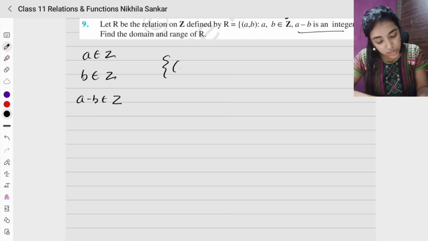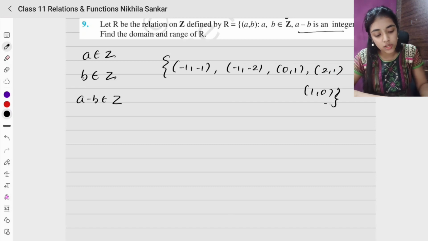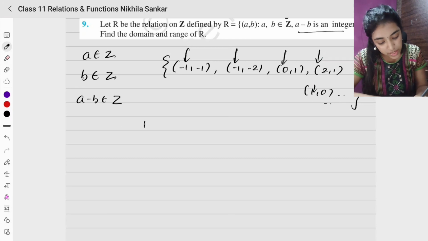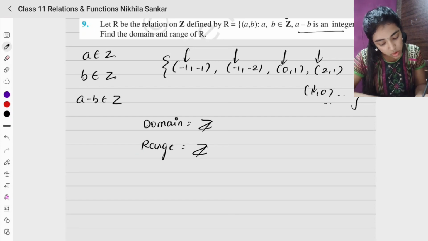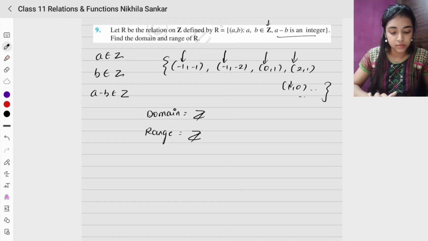Correct? Your relation is going to have, you can also have minus 1, minus 1. You can also have minus 1, minus 2. You can also have 0, 1. You can also have 2, 1. You can also have 1, 0 and so on. So the x coordinate is going to be all the integers. So the domain is going to be all the integers and the range is also going to be all the integers. Okay, because we are talking about integers here. Very, very simple. Please copy.